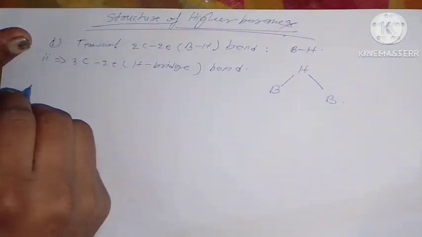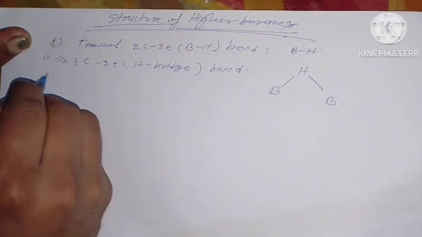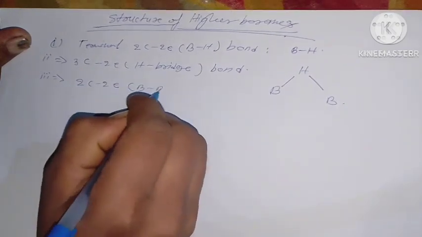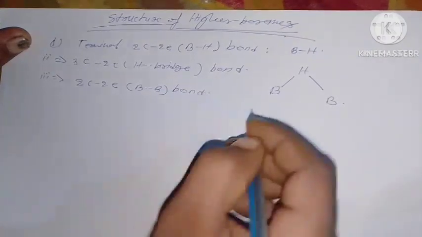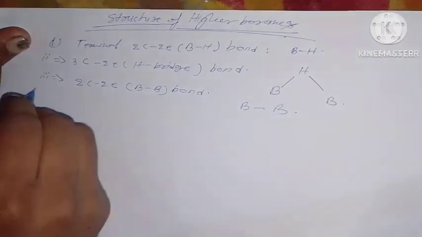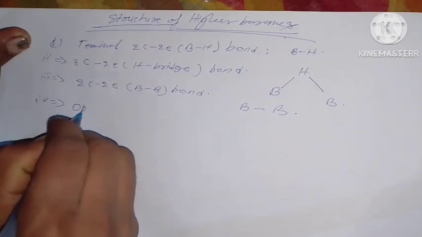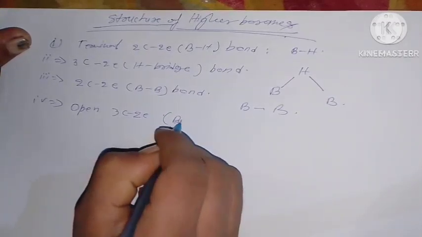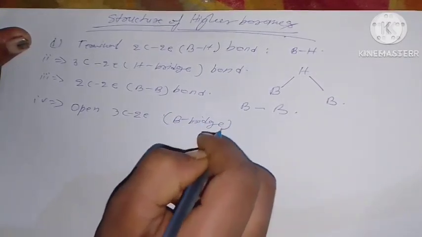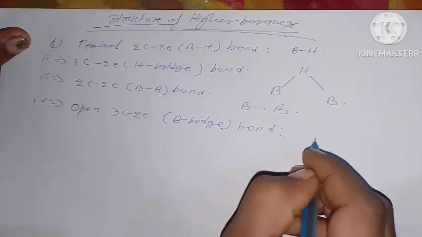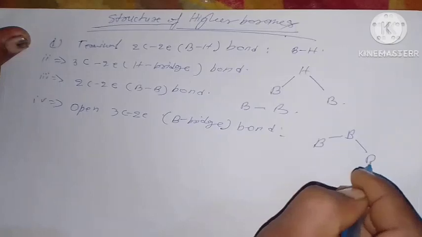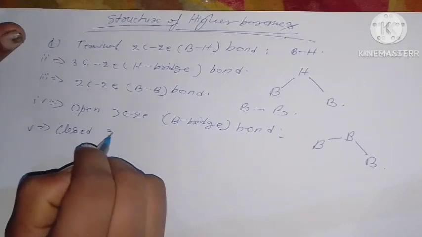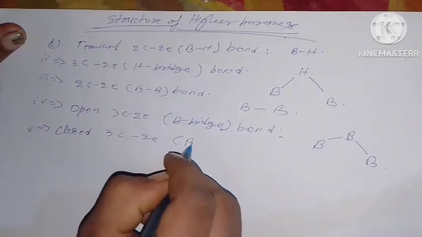HBB, okay. Third point, 2C2E boron bond. Fourth point, open 3C2E boron bridge bond, okay. Fifth point, closed 3C2E boron bond.